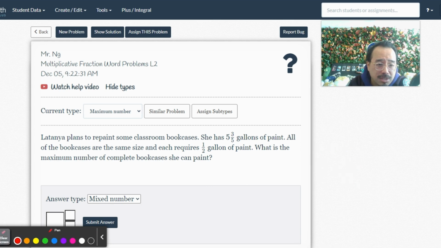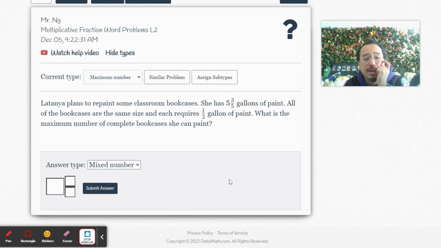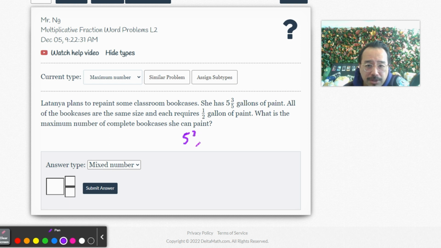Let's see what that means. Latanya plans to repaint some classroom bookcases. She has 3/5 gallons of paint. All the bookcases are the same size. Each requires... Okay. Now, this is pretty much the same question as the last one, where you're dividing, and even the context is the same. It's painting bookshelves. There's something kind of tricky here, because the answer is not going to be a whole number, whereas the last one was. So watch this. This is still a division question. Nothing's changed. So we got 5 3/5.